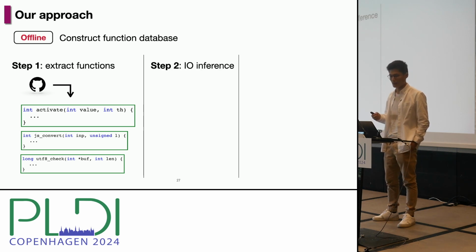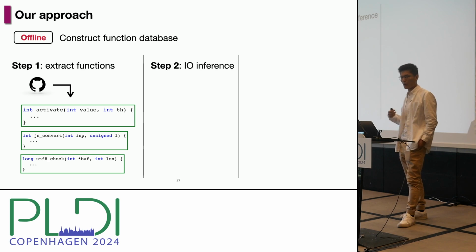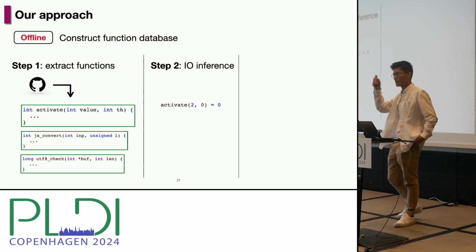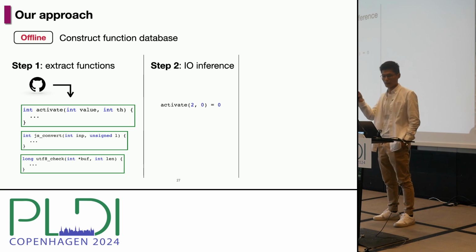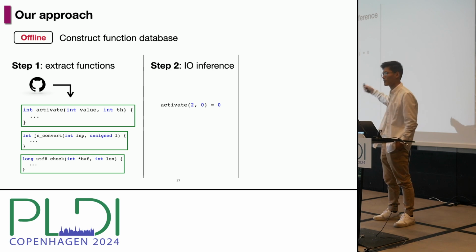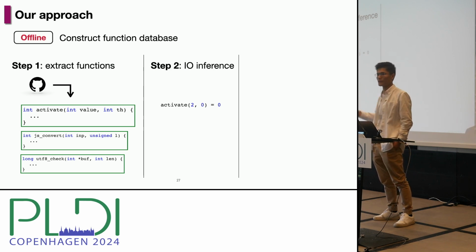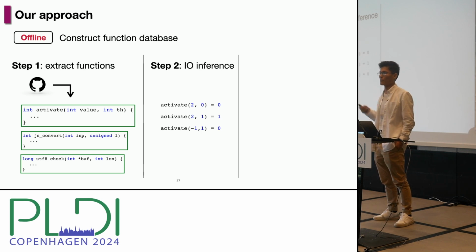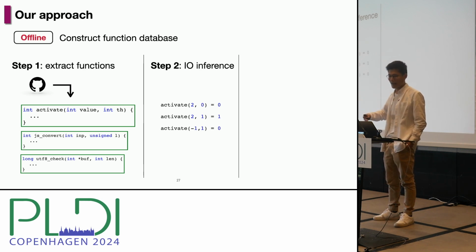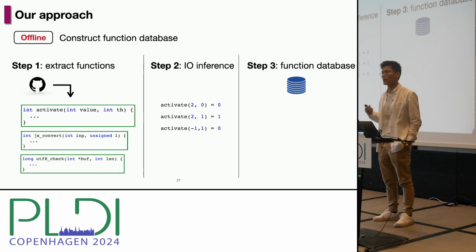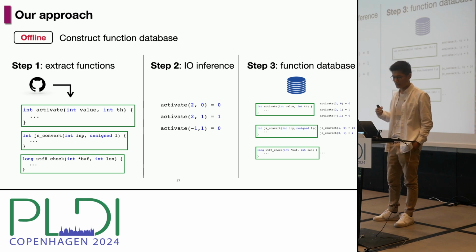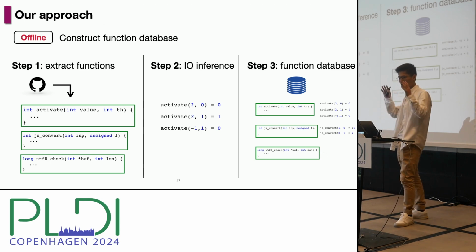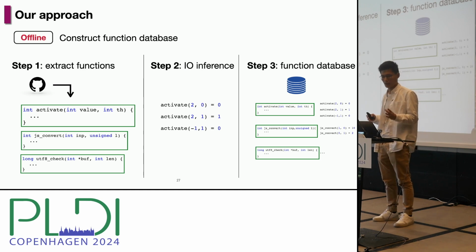The second step is called I/O inference, meaning that we want to get the I/O behaviors of the functions. For example, for the active function, we can generate some inputs to see what its output behavior is. For example, we know that whenever we call this function with 0 as input, 0 is output. So we can get multiple I/O behaviors for one particular function. After doing this I/O inference, we can construct our function database, which is nothing else but a cache. We cache all the functions together with those I/O behaviors, which can then be utilized in the next step.